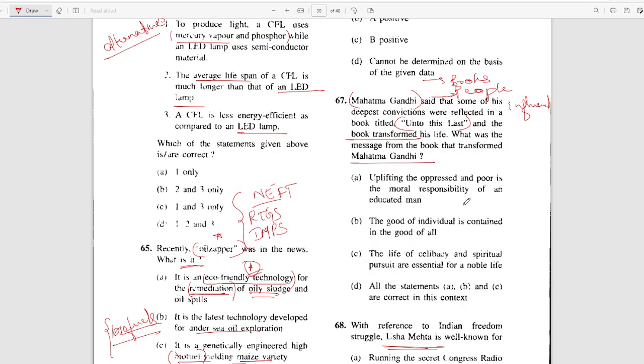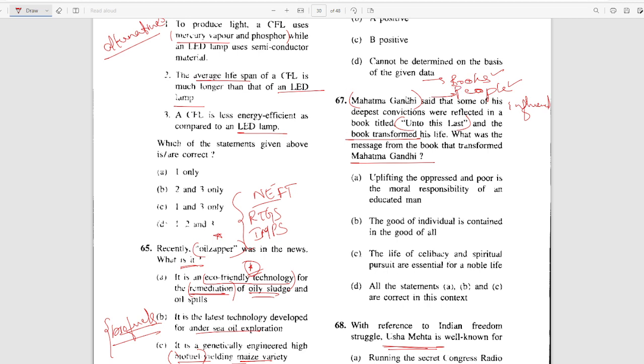The next question, 67th, is about Mahatma Gandhi. Mahatma Gandhi said that some of his deepest convictions were reflected in the book titled Unto This Last, and the book transformed his life. What was the message from the book that transformed Mahatma Gandhi? See, there were certain influences. For example, books and people also influenced Mahatma Gandhi. You have to learn about all those people who had a tremendous influence on Mahatma Gandhi, and what Mahatma Gandhi learned or implemented in his life from them.